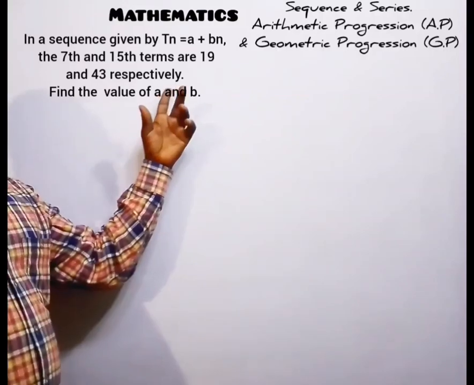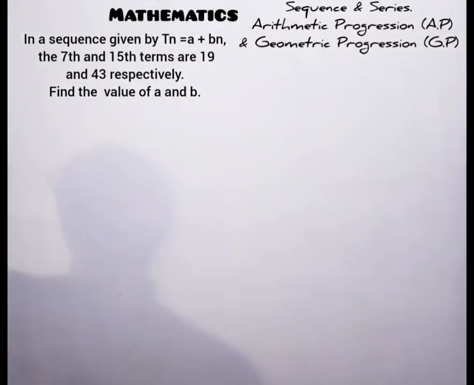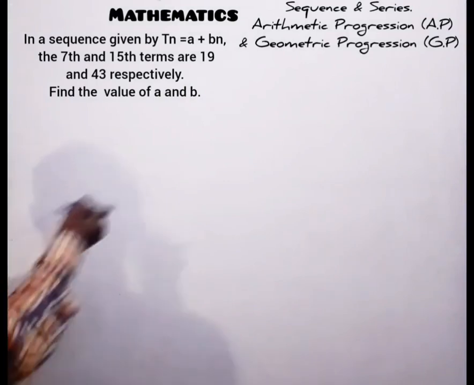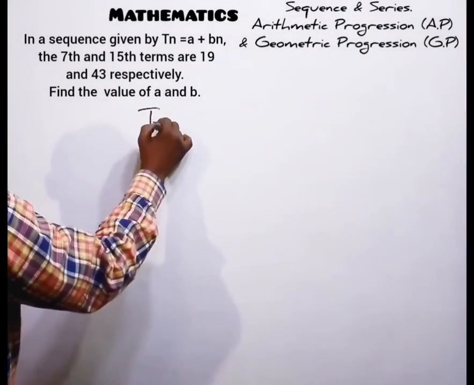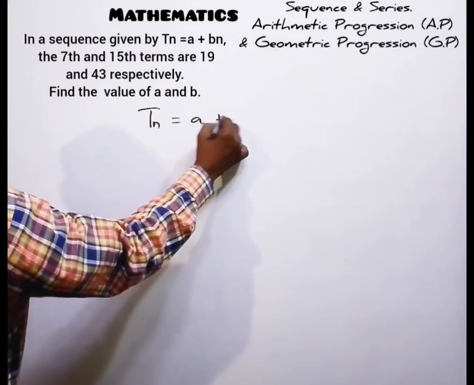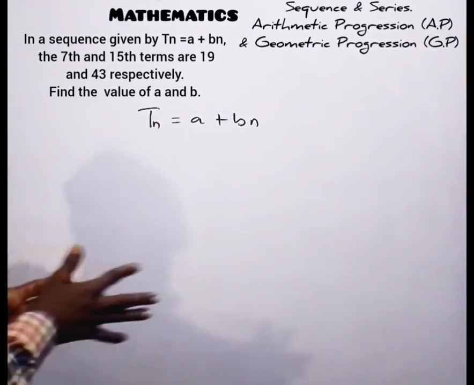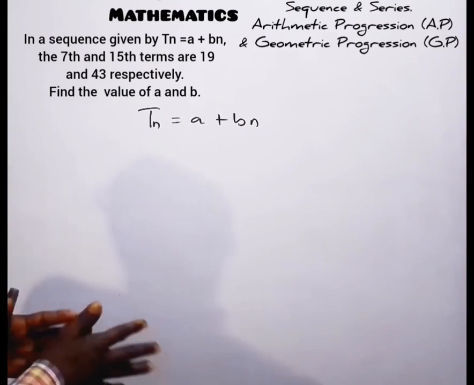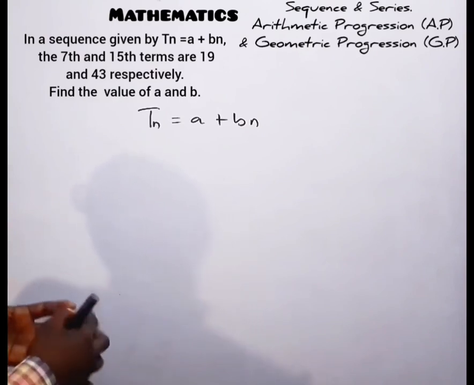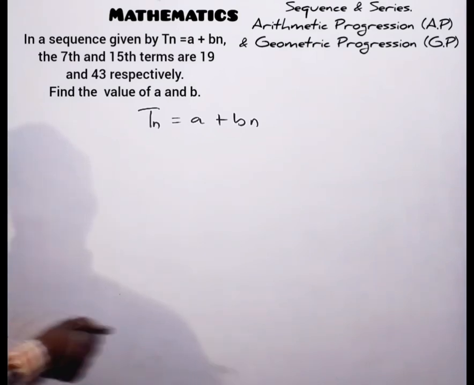This question we have here, I want to read the question now. In a sequence given by Tn, the nth term of the sequence is equal to a plus bn. The 7th and 15th terms are 19 and 43 respectively. Find the values of a and b.